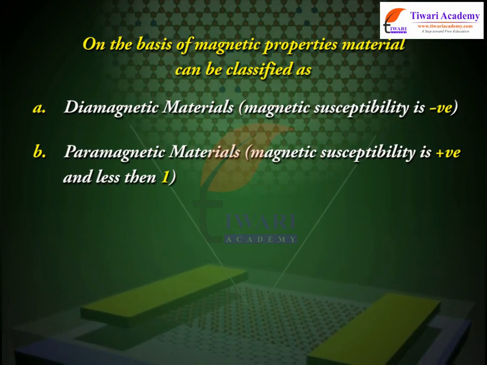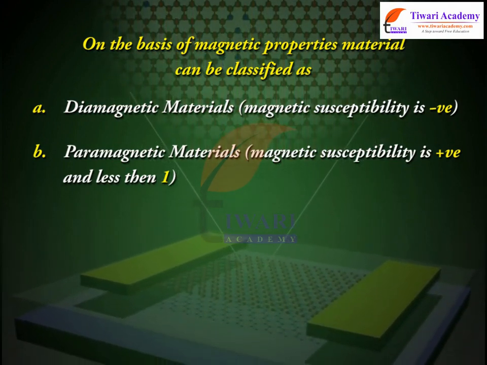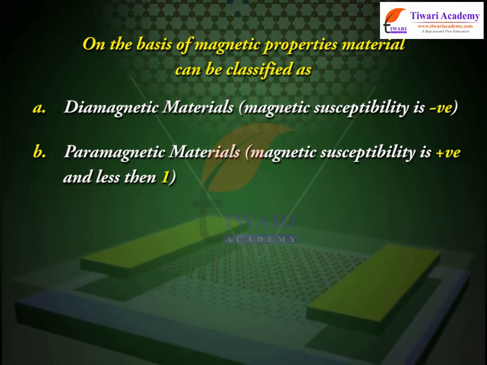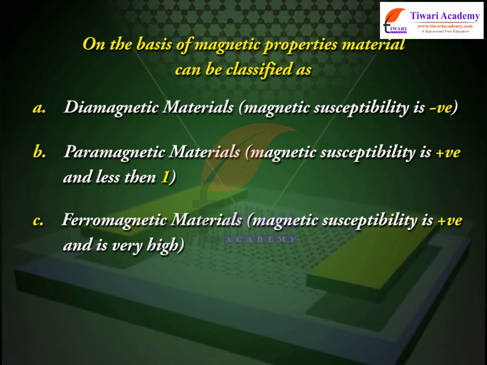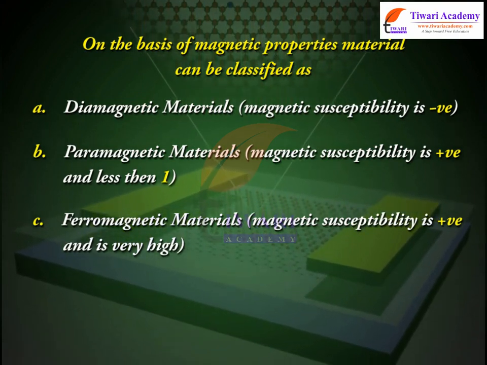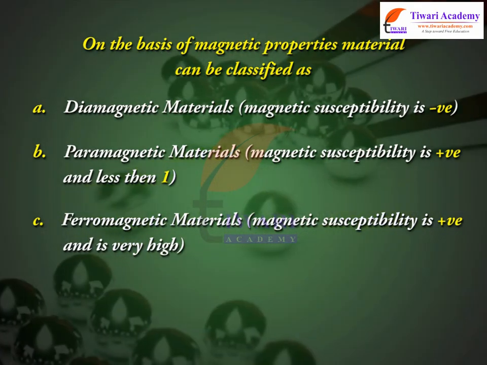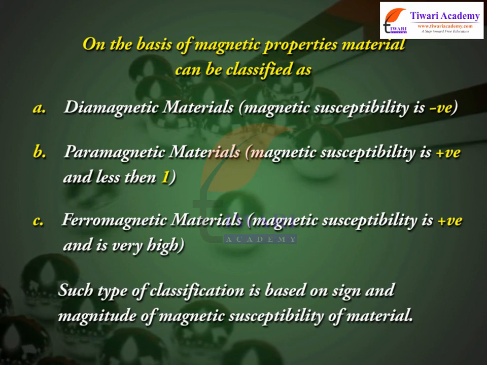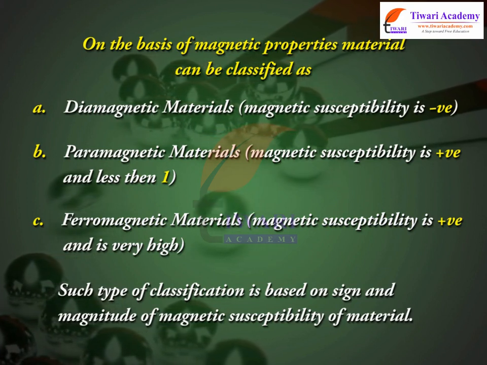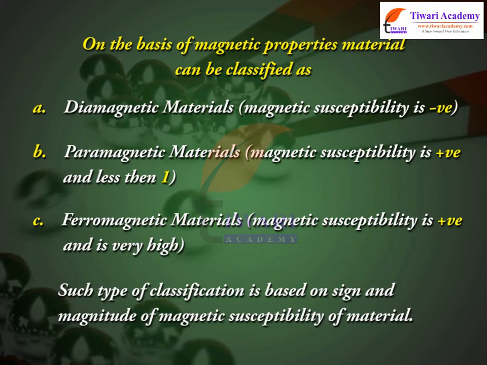B. Paramagnetic materials. Magnetic susceptibility is positive and less than 1. C. Ferromagnetic materials. Magnetic susceptibility is positive and is very high. Such type of classification is based on sign and magnitude of magnetic susceptibility of material.